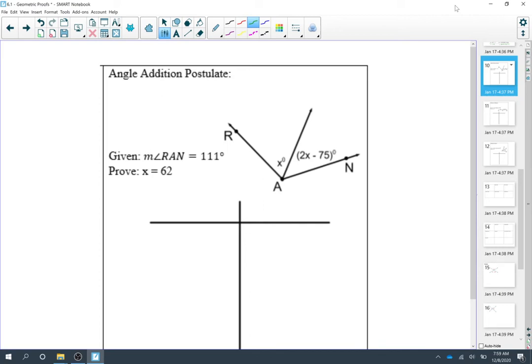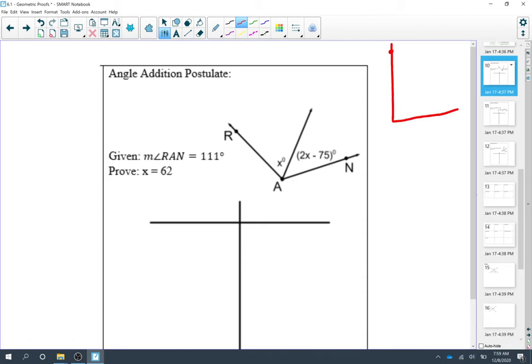Angle addition postulate. Okay, so this time instead of looking at a segment, we're going to be looking at an angle. Now, before we try this proof down here, let's go back up and actually look at what the postulate says. So I'm going to draw a picture.